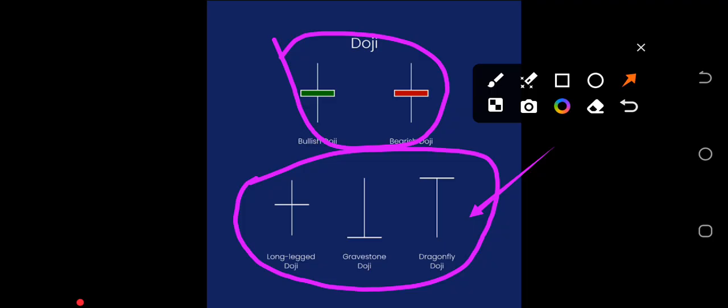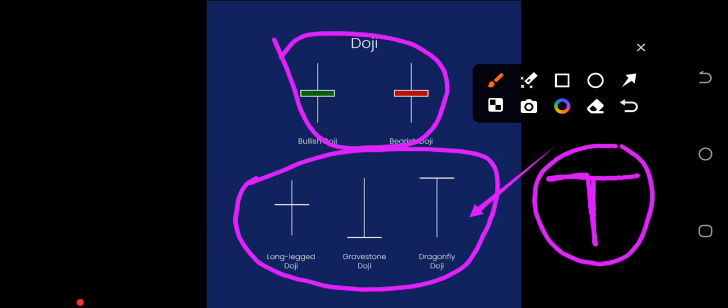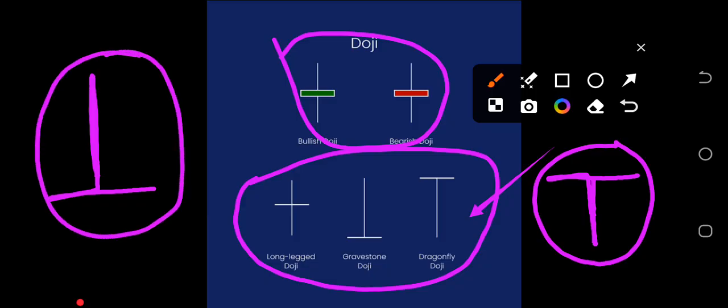If you are seeing this dragonfly doji, it shows that the market opened above like this and dropped down, goes up again but couldn't exceed its opening price, and then it closed like this. So this is a dragonfly doji. For a gravestone doji, the market opened below and goes up, and then it drops down again, but it couldn't go below the opening price. So this one is called the gravestone doji.